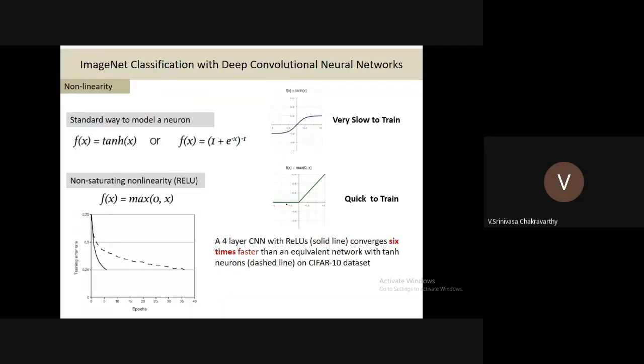They use the ReLU transfer function, or activation function, because it is piecewise linear and computationally a lot less expensive. They found that for the CIFAR-10 dataset, another image dataset, with the same network, if you just replace the sigmoids with ReLUs, it trained 6 times faster.